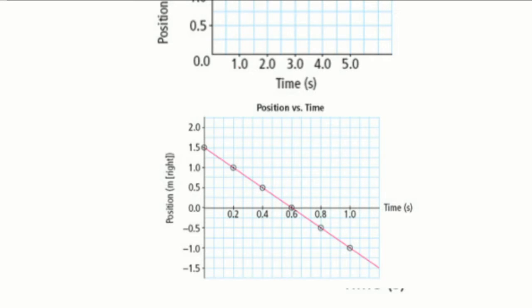So think about it like we've done the last two. At 0 seconds, you're 1.5 meters to the right. At 0.2 seconds, you're 1 meter to the right. At 0.4 seconds, you're half a meter to the right. And then at 0.6 seconds, what does it mean when it crosses the x-axis here? And then at 0.8 seconds, you're negative half a meter. Anything above the axis here is to the right. Anything below the axis is going to be to the left. So you're half a meter to the left. At 1 second, you are 1 meter to the left.